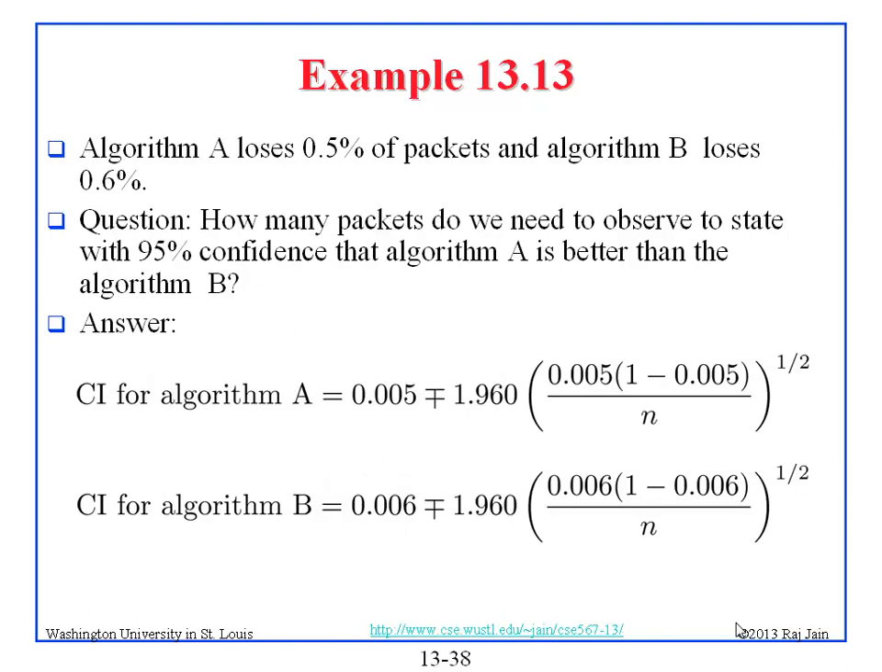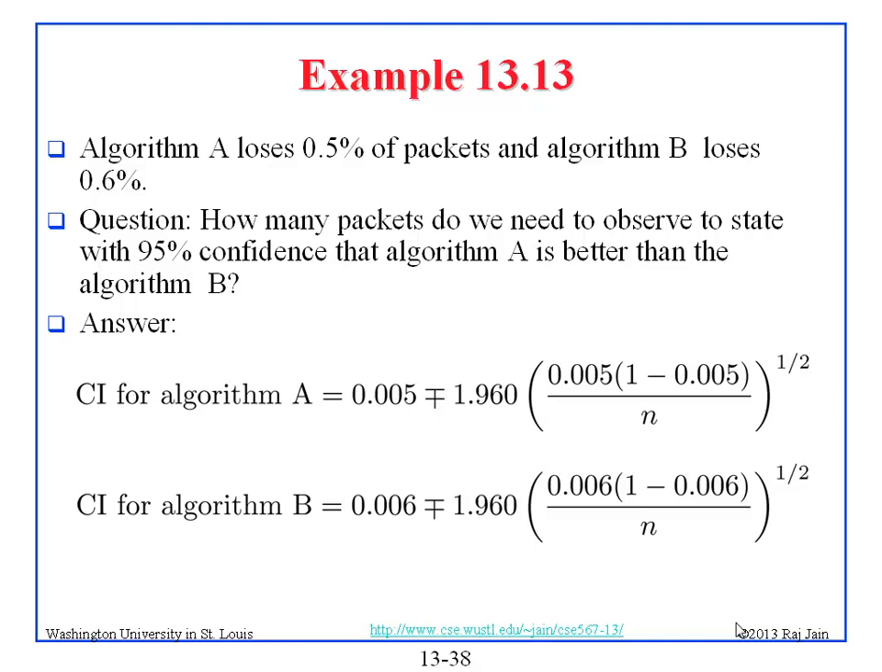Another example. An algorithm A loses 0.5%, algorithm B loses 0.6%. How many packets do we need to observe to state with 95% confidence that algorithm A is better? With 0.5% and 0.6%, they look different, but the variance actually we haven't calculated, but we can calculate that by putting into the formula S. But right now, let's see how many observations we need.